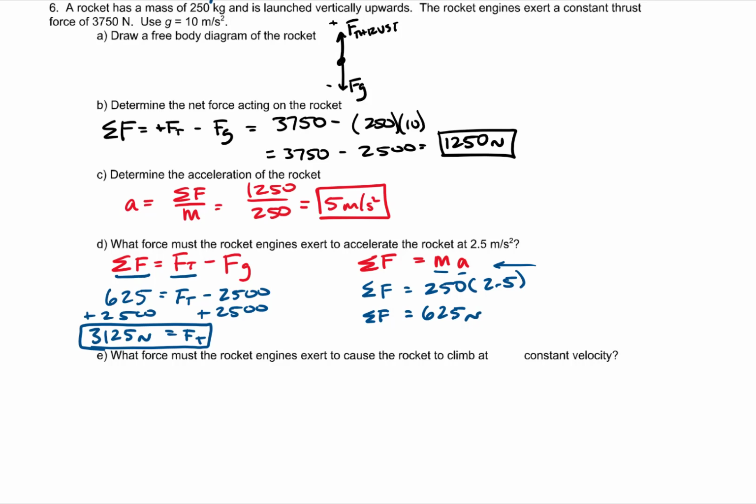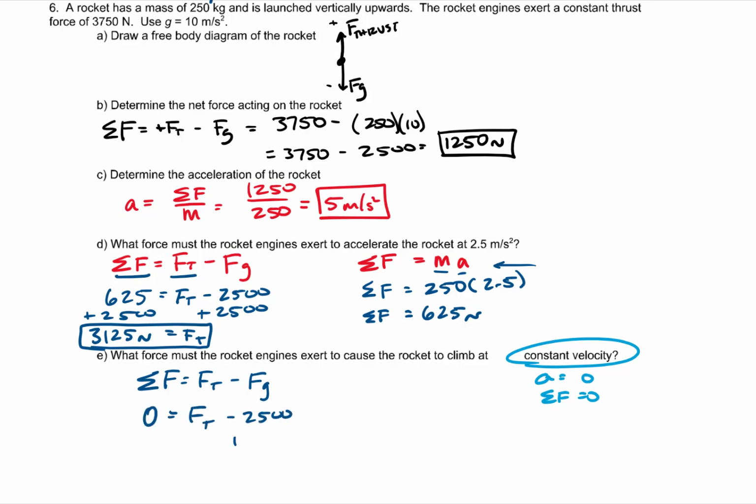Part E, what force must the rocket engines exert to cause the rocket to climb at a constant velocity? If we have a constant velocity, that tells me the acceleration is 0 and that the net force is 0. I also know that the net force is going to be the upward force of thrust minus the weight of the rocket. So 0 is equal to the thrust force minus the weight, which is 2,500 newtons. So we'll add 2,500 newtons to both sides. And that thrust force comes out to be 2,500 newtons.